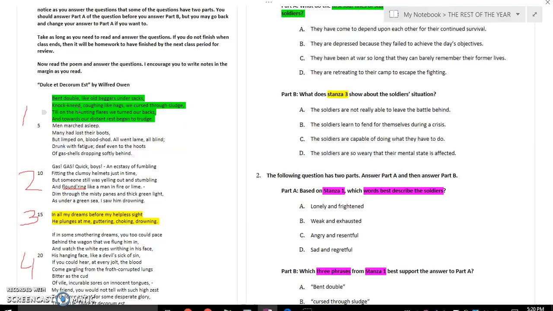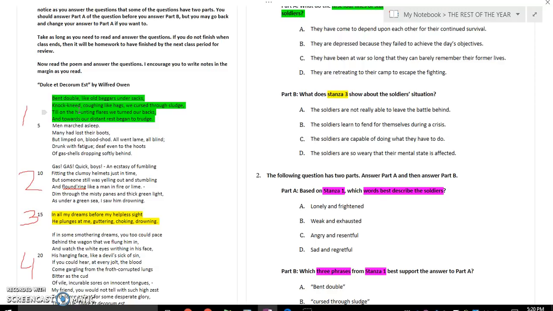Bent double, like old beggars under sacks, knock-kneed, coughing like hags, we cursed through the sludge, till on the haunting flares we turned our backs, and toward our distant rest began to trudge. Men marched asleep. Many had lost their boots, but limped on, blood-shod. All went lame, all blind, drunk with fatigue, deaf even to the hoots of gas shells dropping softly behind.